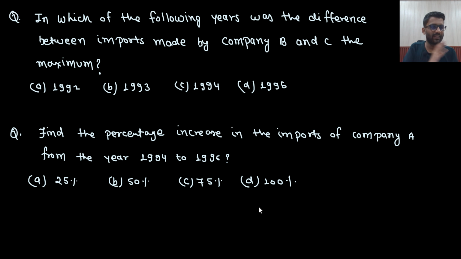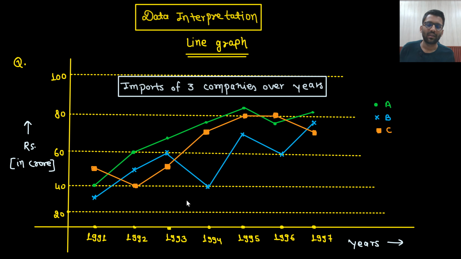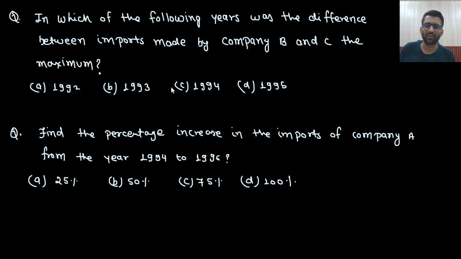So what is the question? Very simple. In which of the following years was the difference between imports made by company B and company C the maximum? This is B and this is C. The difference should be maximum. Here the difference is this. Here the difference, I guess, is the maximum. So this difference is maximum. So what is the answer? 1994. That's it. Very easy.